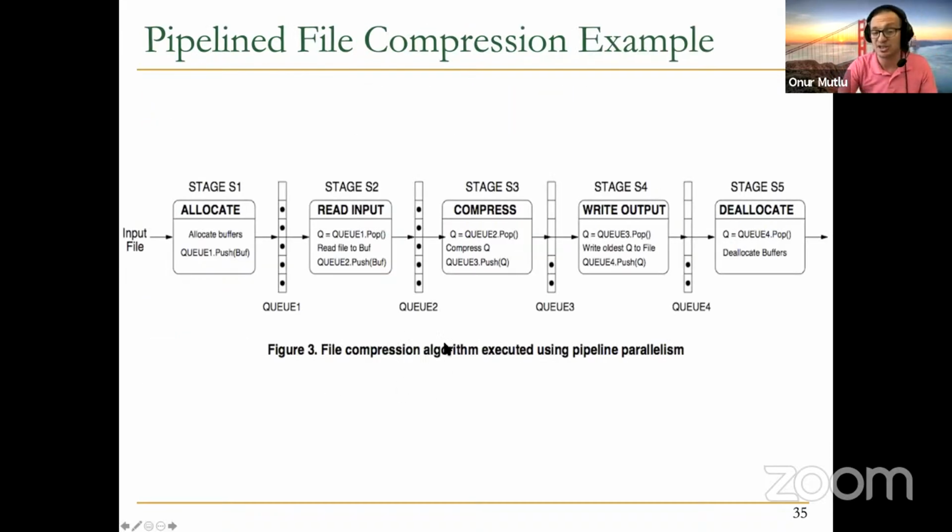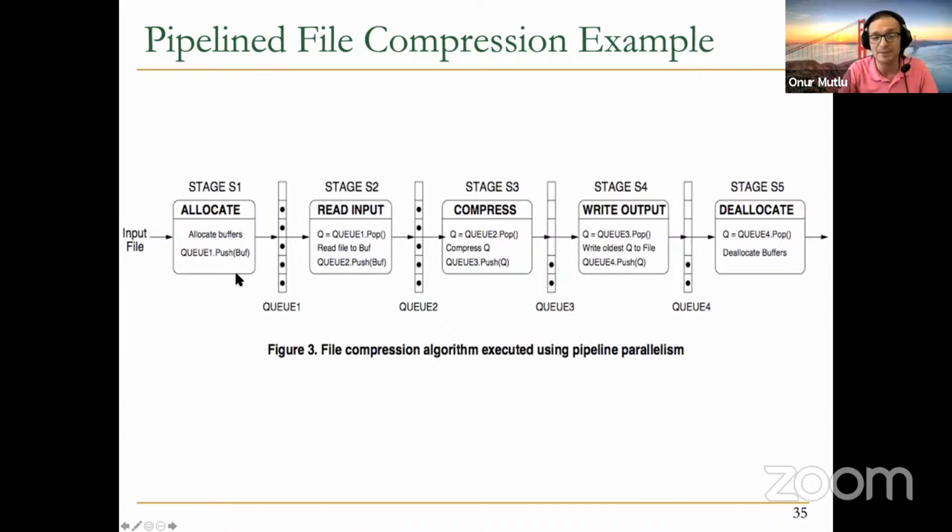So this is file compression, for example, that is done in a streaming or pipeline parallel manner. And you can do all of this in software. You can do all of this with hardware support as well. But basically, you get an input file, and you keep streaming through different parts of the input file, and maybe different files as well. It depends on what you're doing, basically.